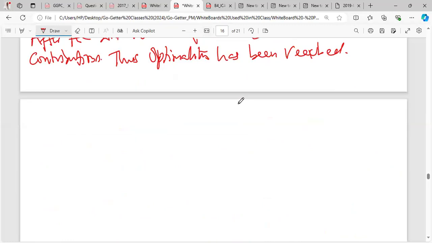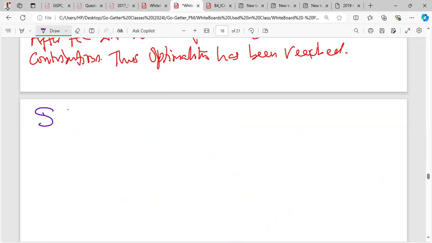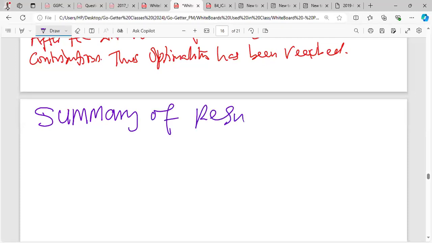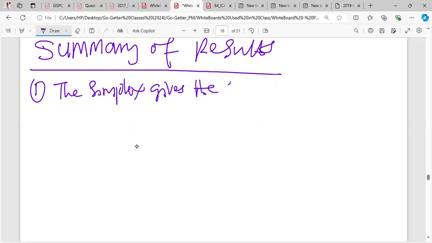Summary of results. One, the simplex method gives the same answer as the graphical method.